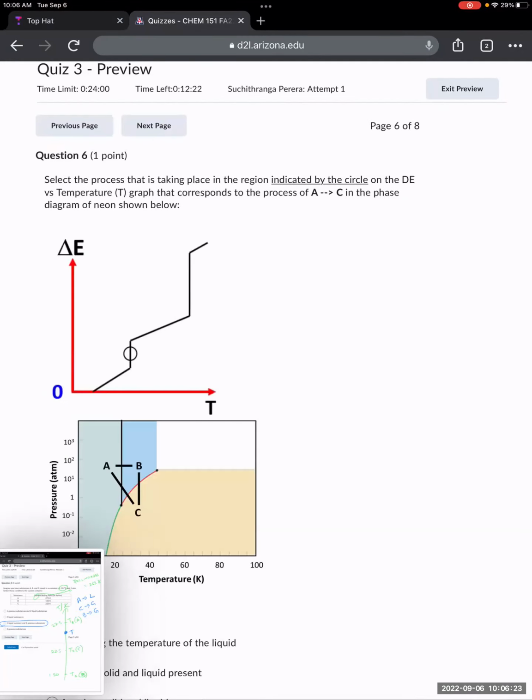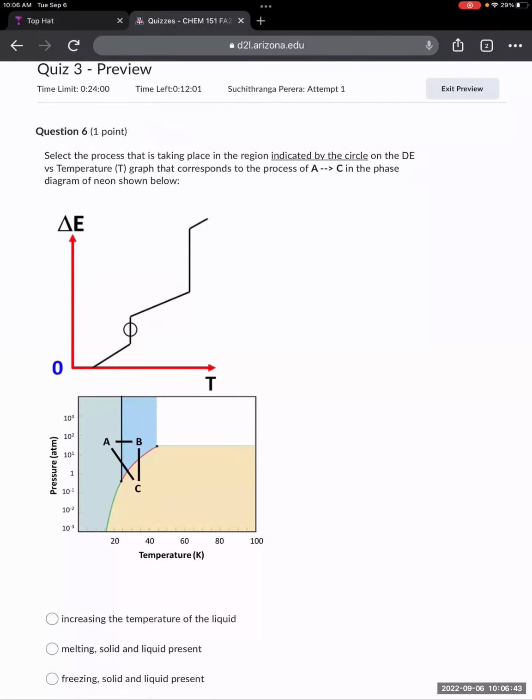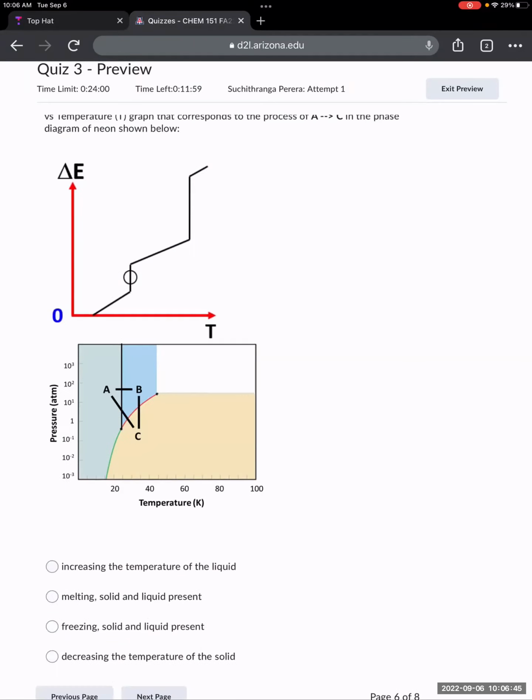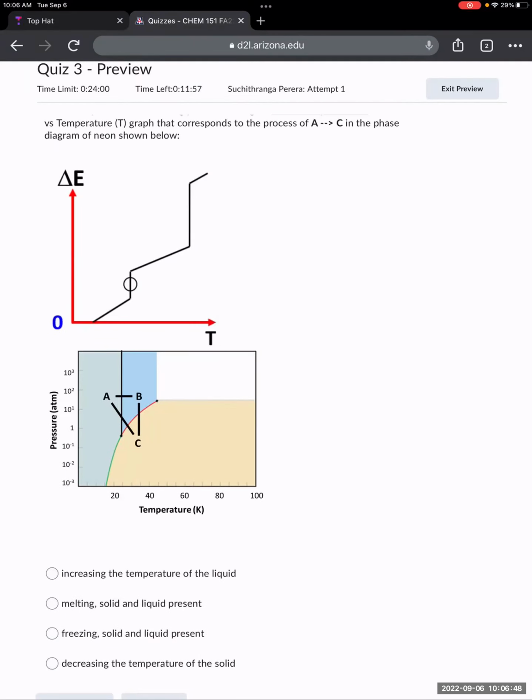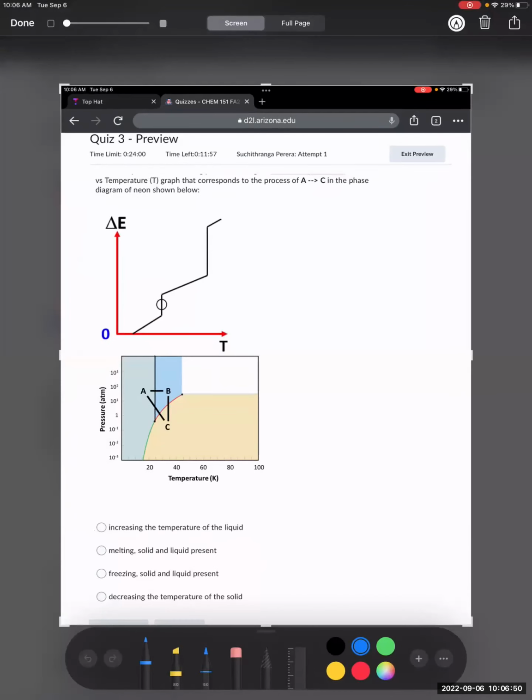Moving on, question 6. Select the process that is taking place in the region indicated by the circle on the change in energy versus temperature graph that corresponds to process A to C. Okay, the diagram. Let's take a picture to deal with this. So we are going from A to C. We are heating things up while decreasing the temperature, which is fine.